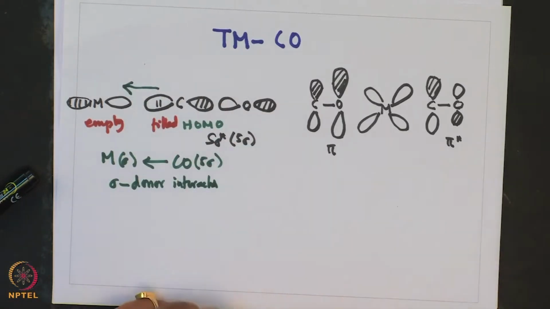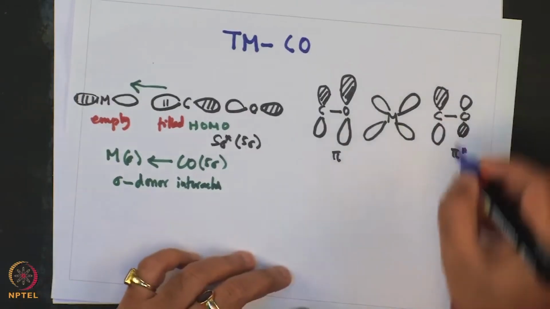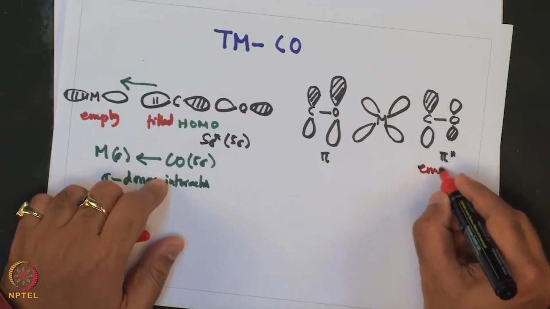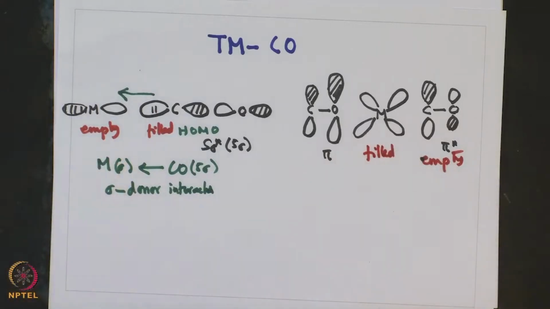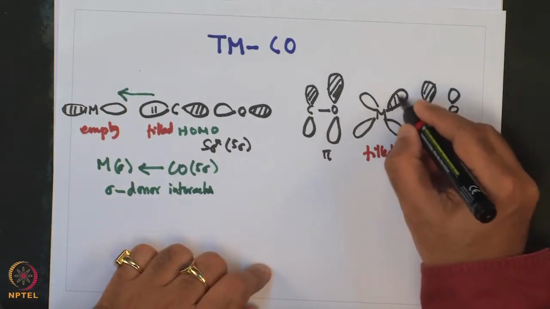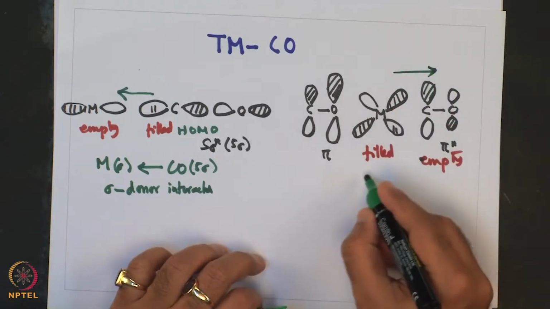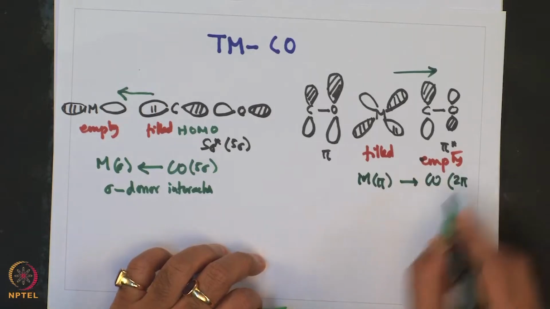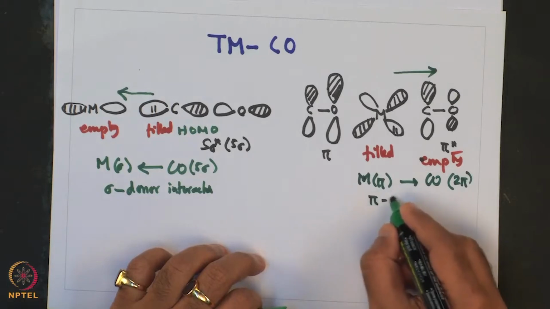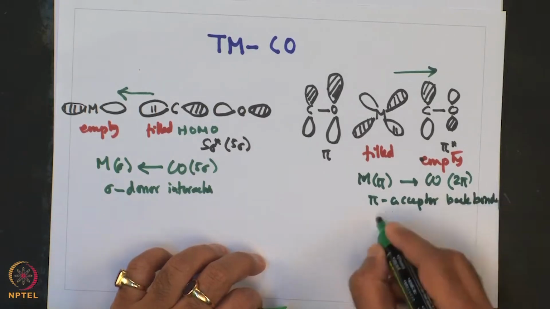Now, the other important interaction which will happen is that this empty pi star will interact with a filled metal orbital as shown over here, and this is called metal to CO pi, or pi acceptor back bonding interaction.